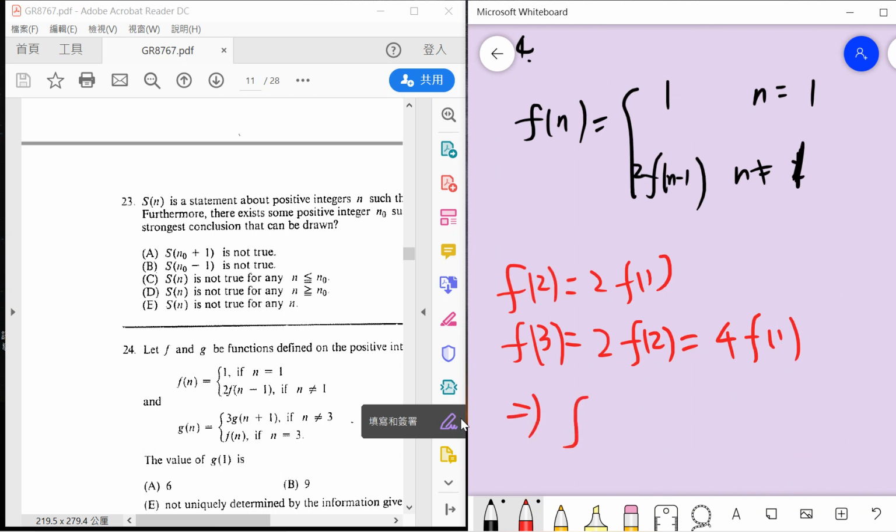So basically f of n is 2 to the n minus 1. When n is 2, this is 2. When n is 3, this is 4. So we know that f of n is 2 to the n minus 1.